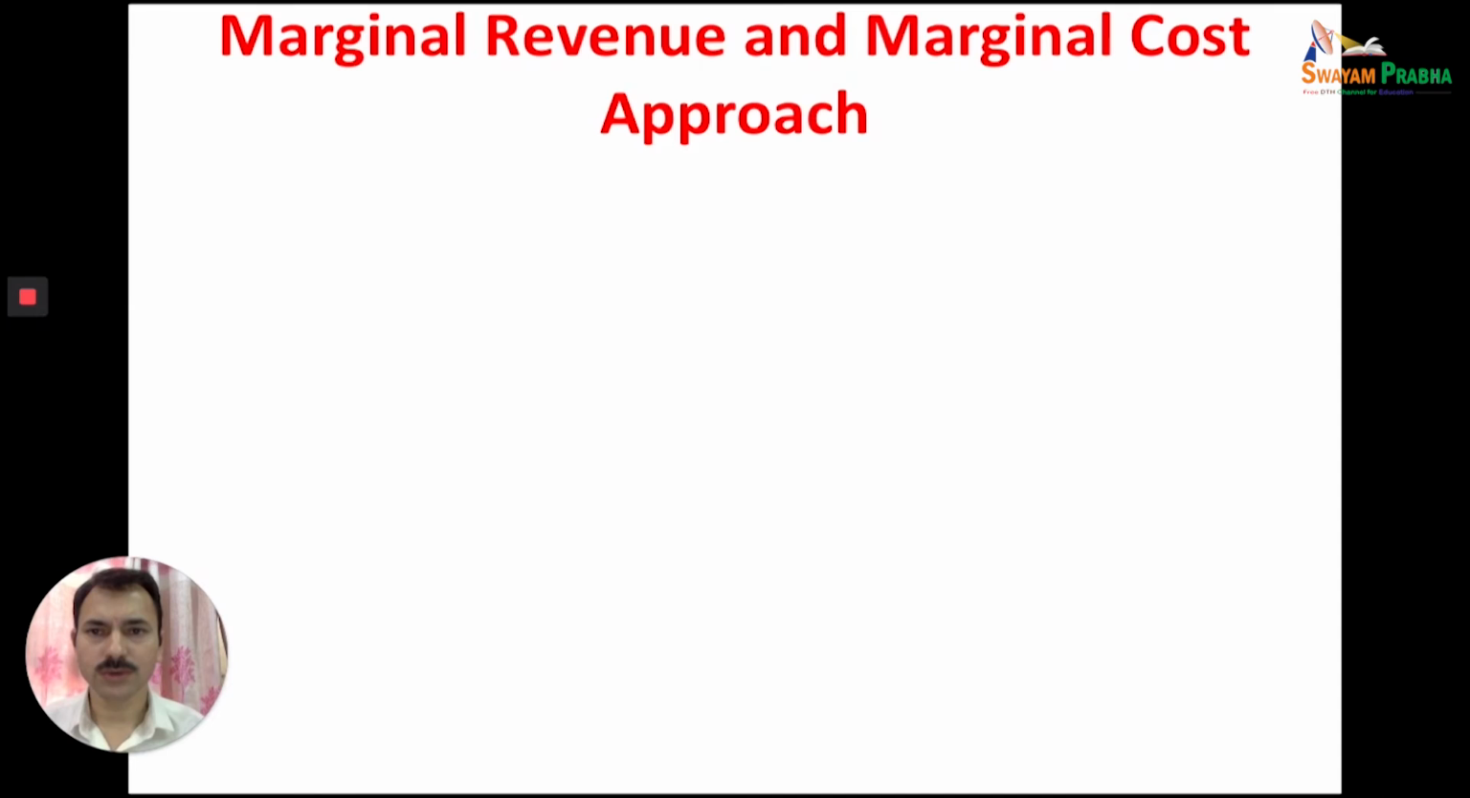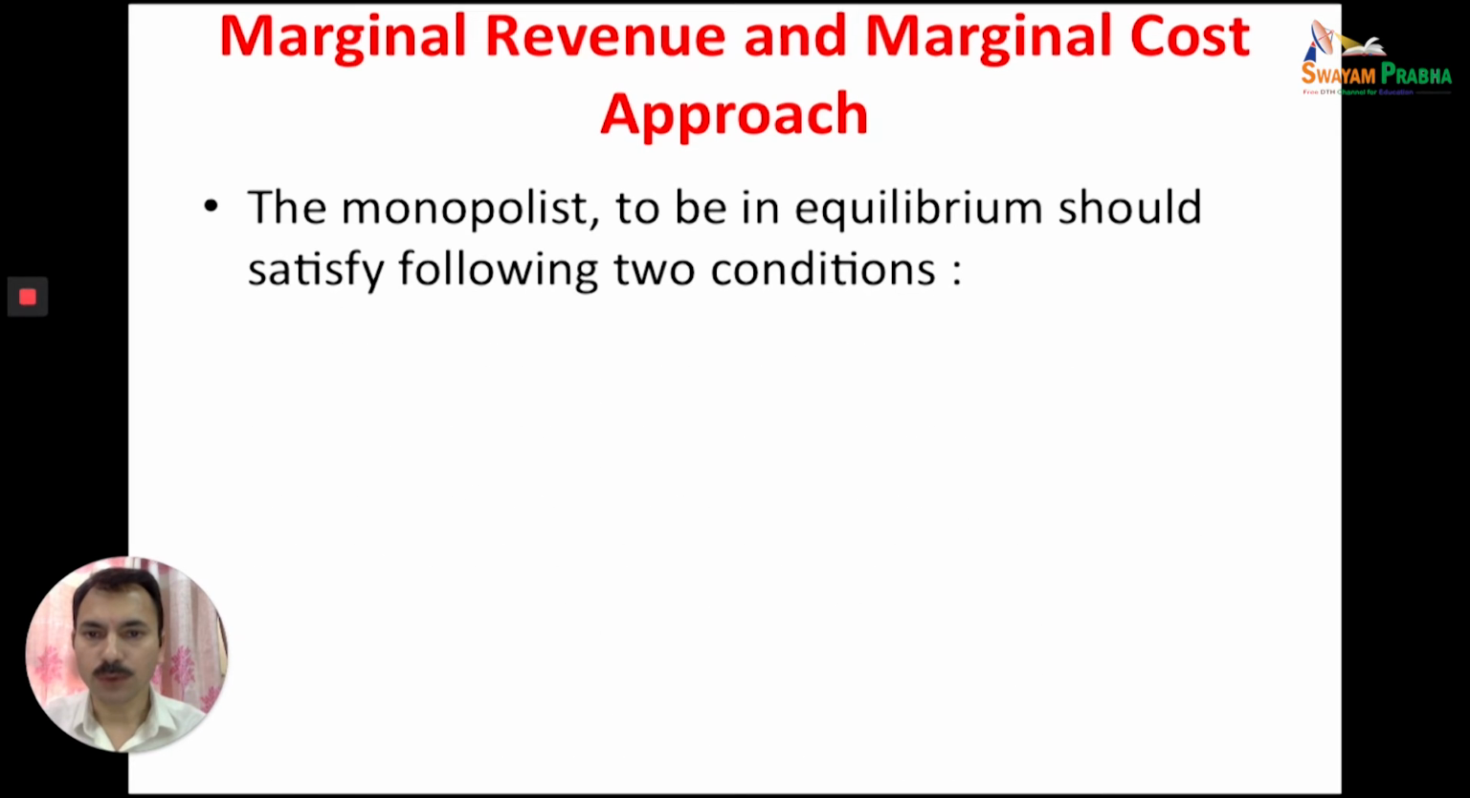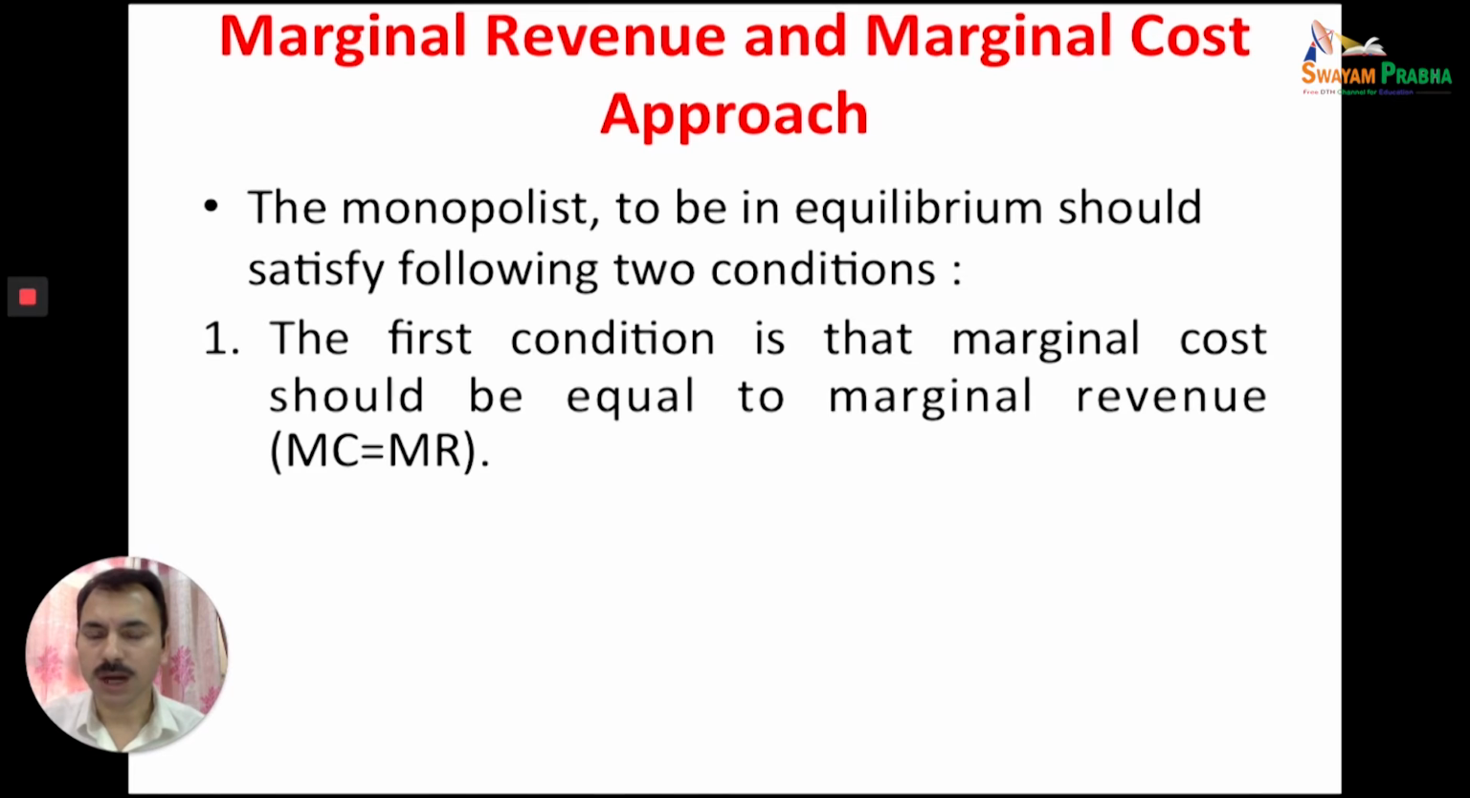The other approach is the marginal revenue and marginal cost approach. Marginal revenue means additional revenue, the change in total revenue due to change in quantity sold, whereas marginal cost is the change in total cost due to change in quantity. To be in equilibrium, a monopolist should satisfy the following two conditions. One, marginal revenue should be equal to marginal cost, and two, marginal cost must cut MR from below.